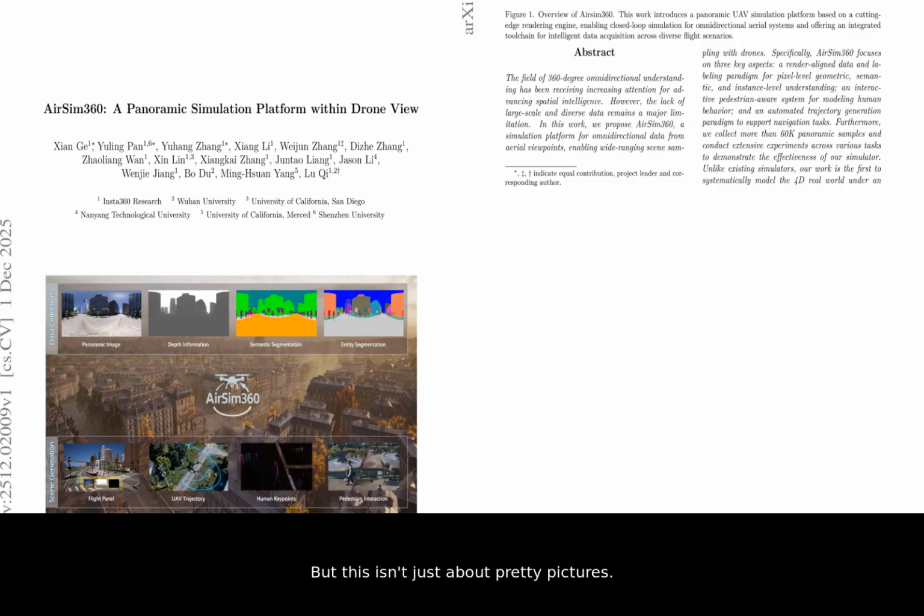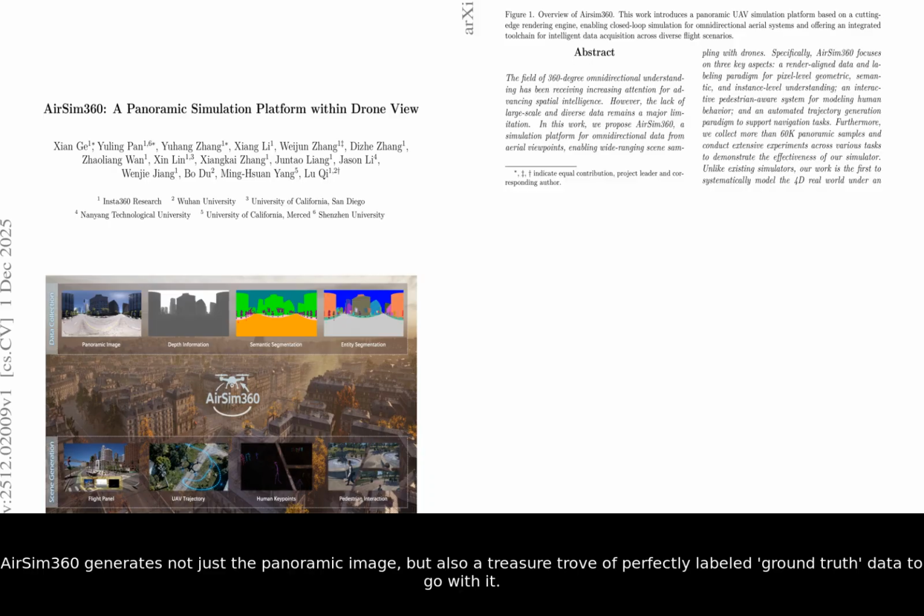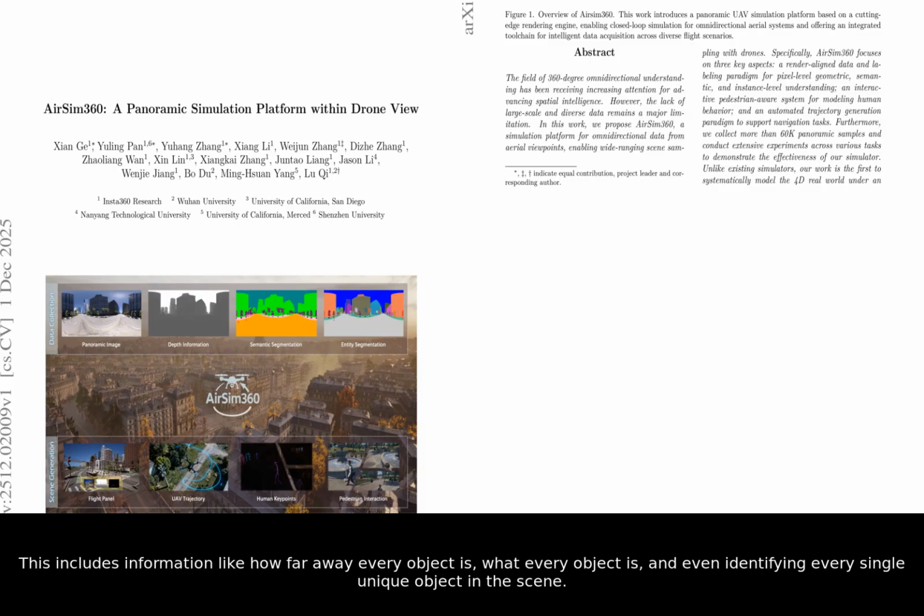But this isn't just about pretty pictures. AirSim360 generates not just the panoramic image, but also a treasure trove of perfectly labeled, ground truth data to go with it. This includes information like how far away every object is, what every object is, and even identifying every single unique object in the scene.